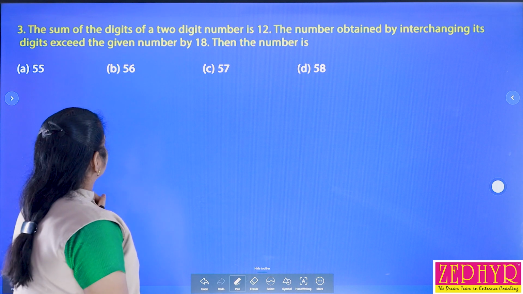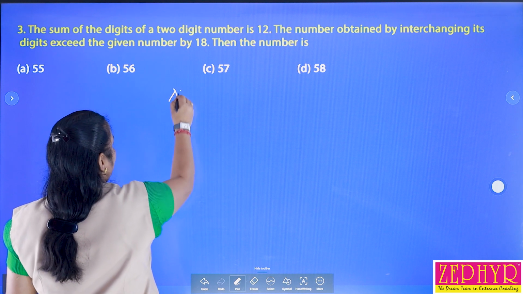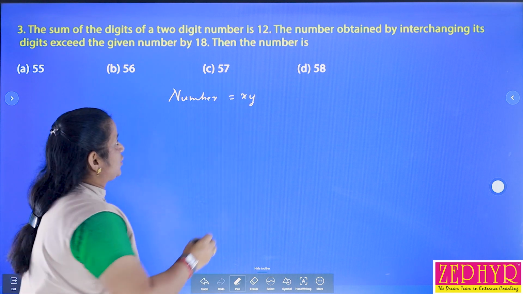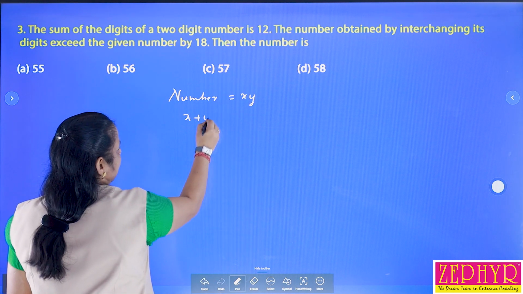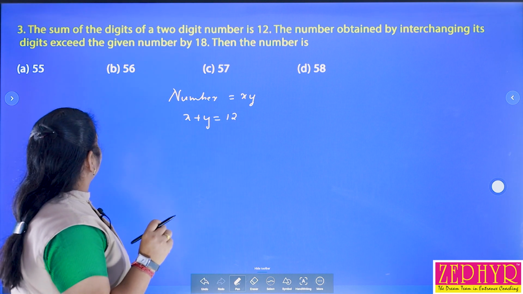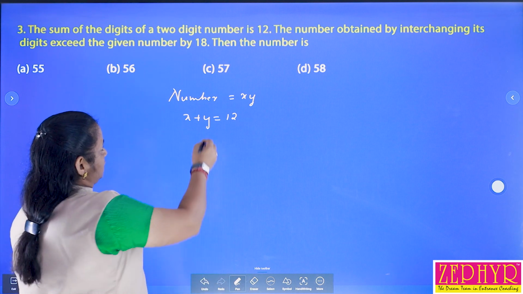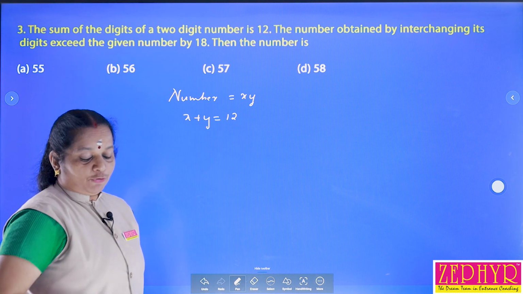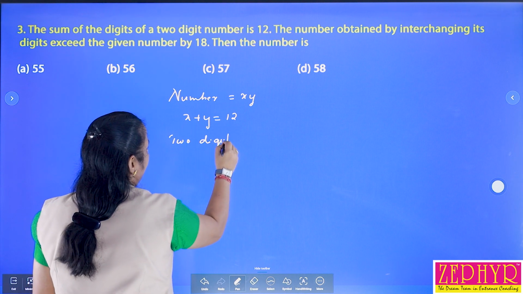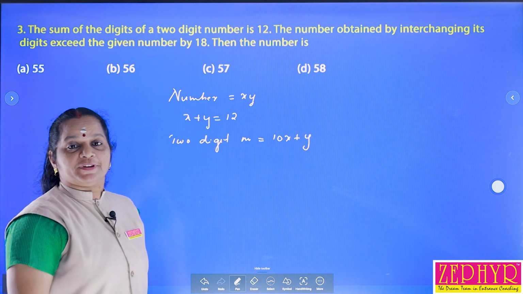Read the question carefully. The sum of the digits of a two-digit number is 12. So consider the number xy. Sum of the digits is equal to 12, that is x plus y is equal to 12. The number obtained by interchanging its digits exceeds the given number by 18. What is the general form of a two-digit number? The general form of a two-digit number is 10x plus y.